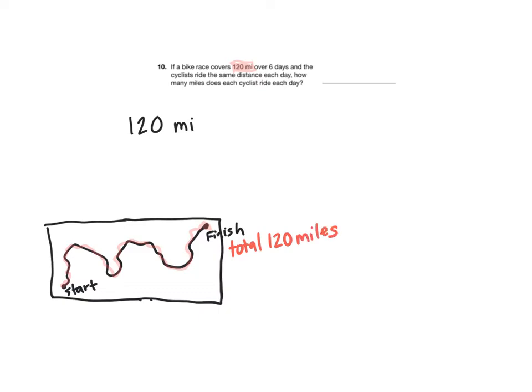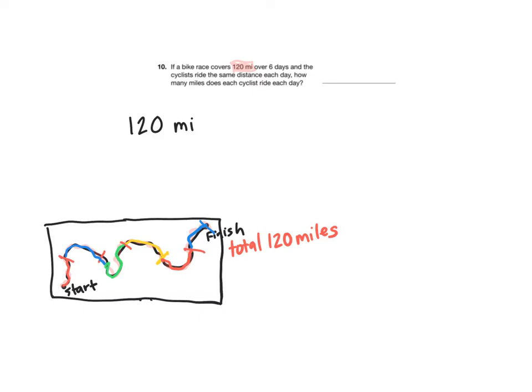Okay, and it says the cyclist can ride the same distance each day. So we're basically going to take this map and chop it up into 6 days worth of riding. So like this would be day 1, and then this would be day 2, and this would be day 3, and then yellow is going to be day 4, back to red again is day 5, and then blue is day 6 to finish. This is a 6-day bike race. That's pretty serious. It's going to take them 6 days to do all that.